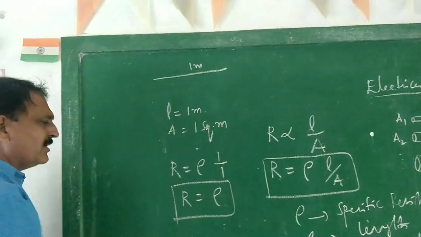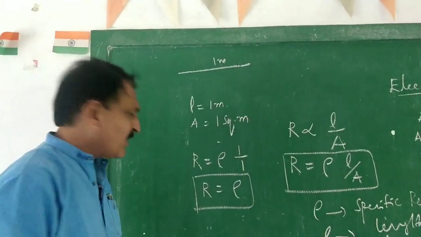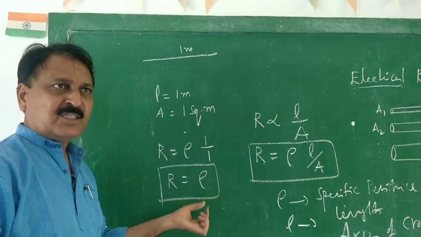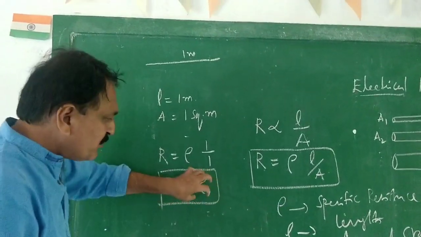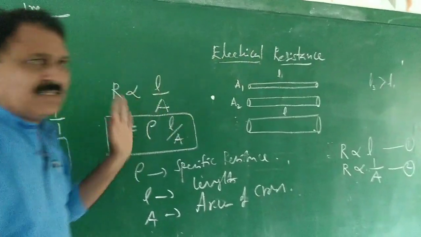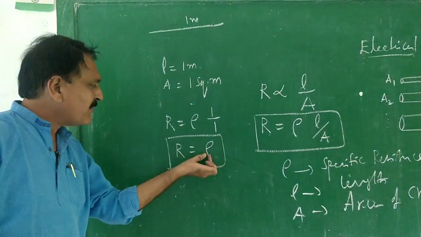This is a very important equation. From this equation, you can define specific resistance. What is specific resistance? It purely depends upon the nature of the material. It doesn't depend upon the length.